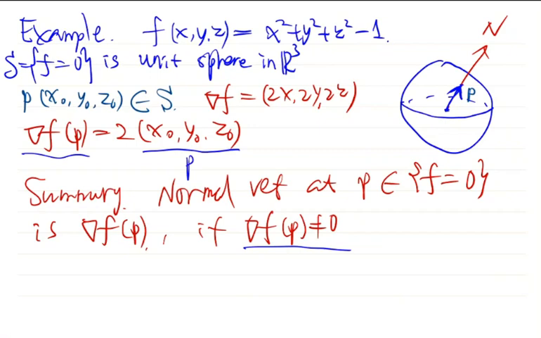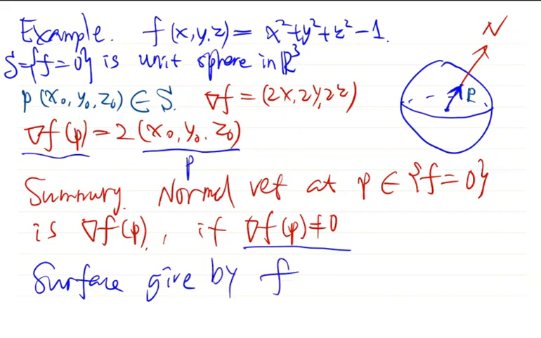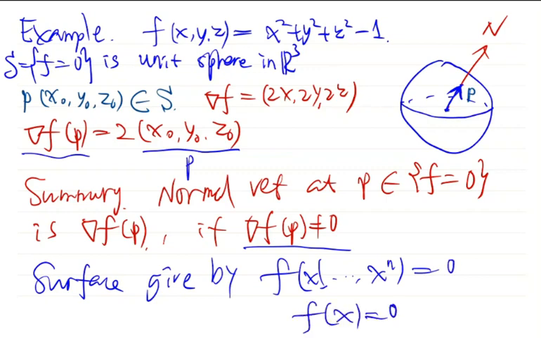So this is the case of a surface given by an equation, f(x1, ..., xn) equal to 0, or simply f(x) equal to 0. For such a surface, it is very easy to find the normal vector at any point. Just compute the gradient of f at that point. This is quite easy.